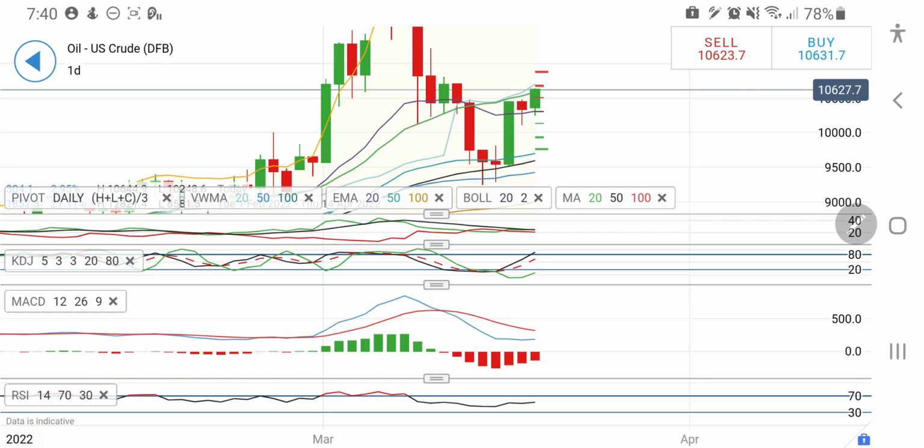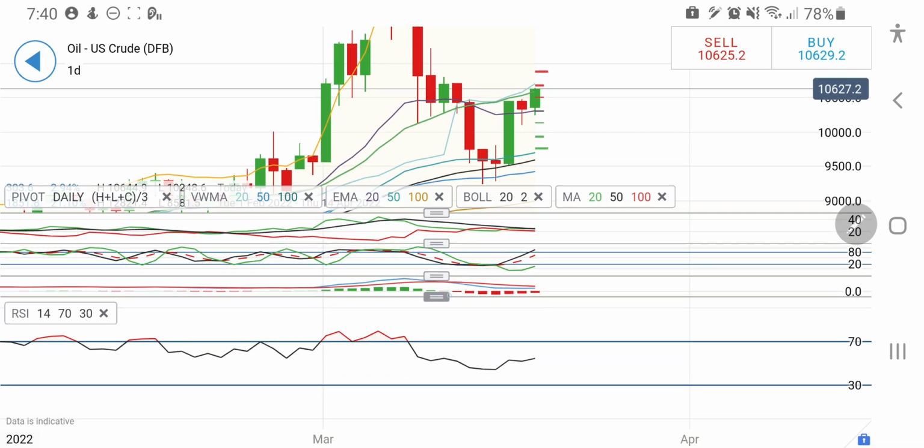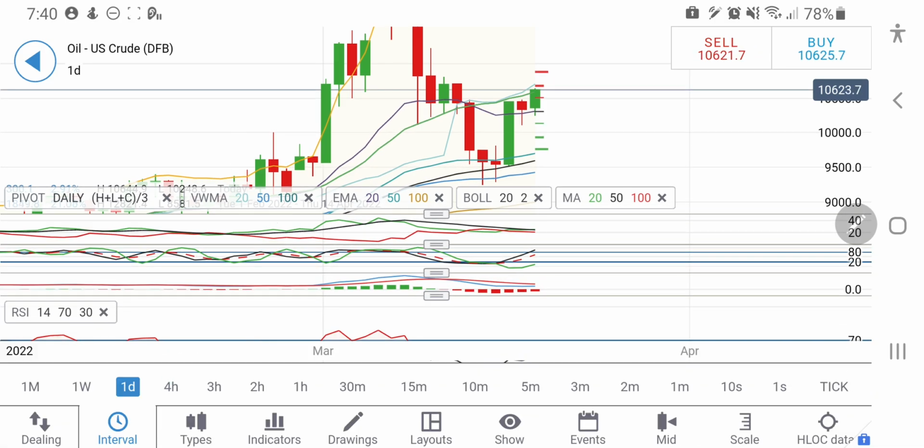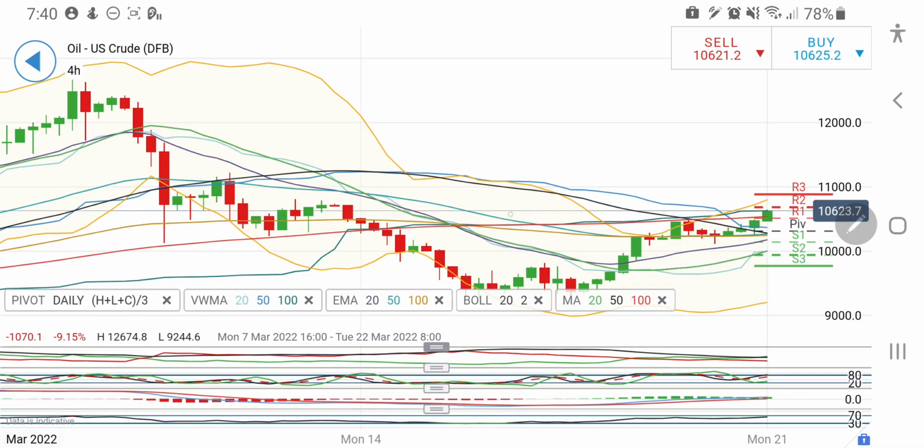Mark my words, don't remain long when it trades below 102, and MACD is trying to converge and crossover. RSI is comfortable. Let's have a look at the 4-hour charts.